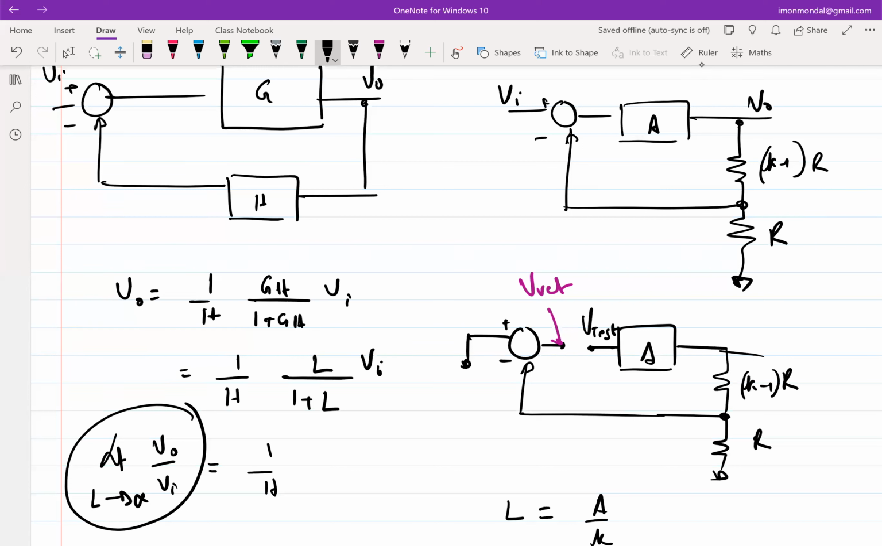But V naught over Vi, is that independent of input or dependent on input? By this, I mean the position at which you have applied the input. It depends on position. So GH is not dependent on position. But the limiting value of V naught over Vi when L tends to infinity depends on position. So which means you have to go back to this network.